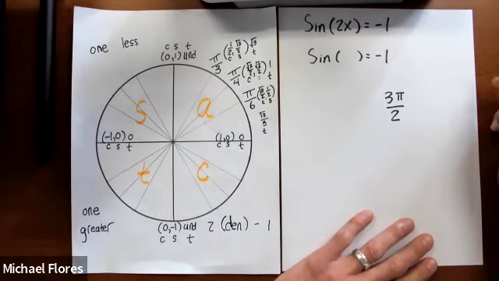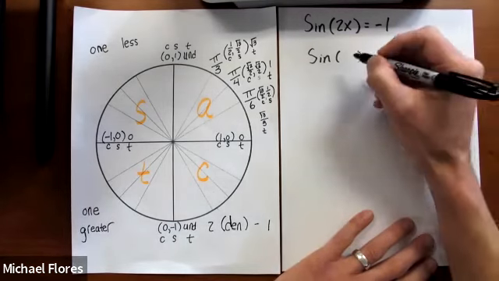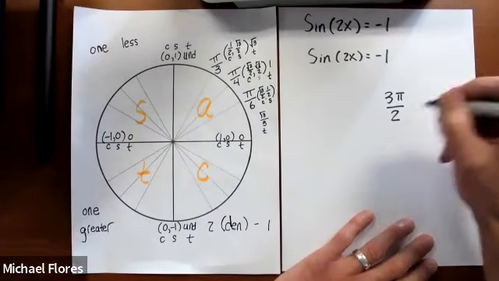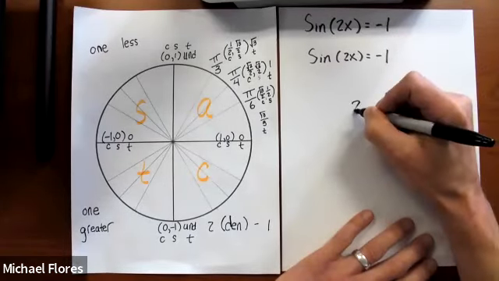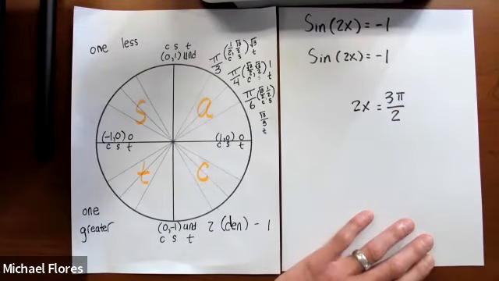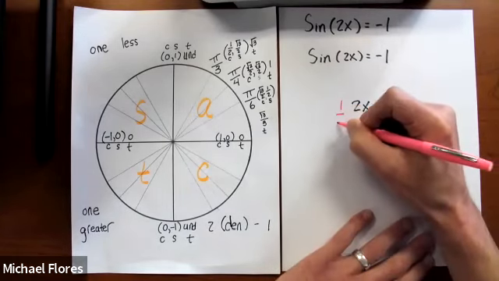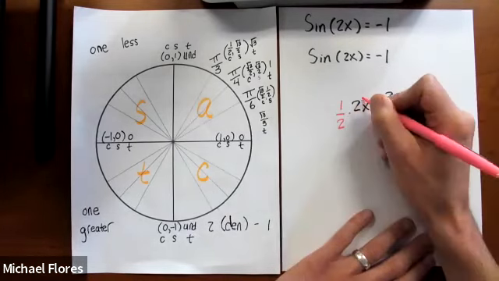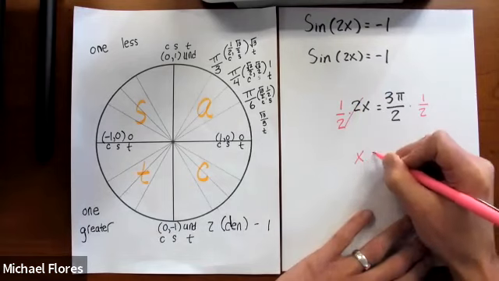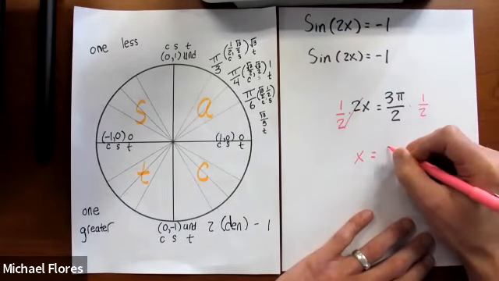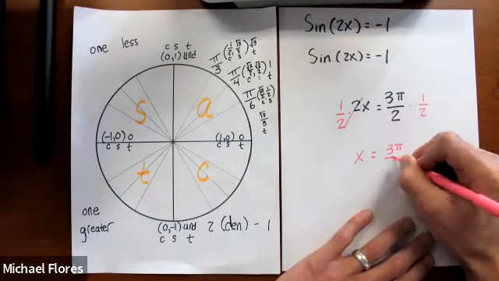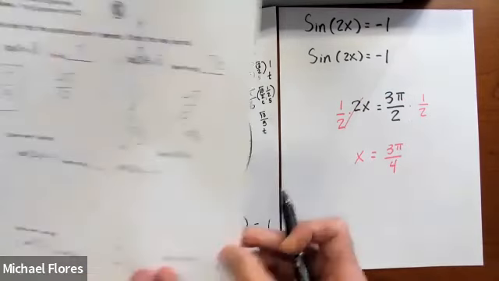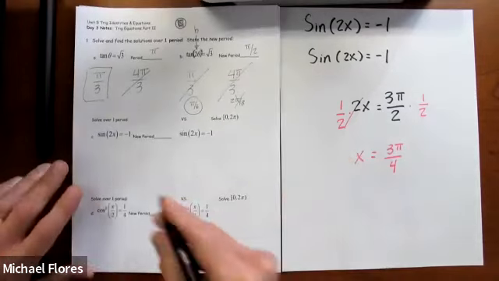Now we have one more step. We have to take into account what is inside those parentheses. Whatever's inside those parentheses, set it equal to your radians. Multiply by the reciprocal so that we can get x all by itself. 3 pi times 1 over 2 times 2. So 3 pi over 4, that's potentially our new answer.